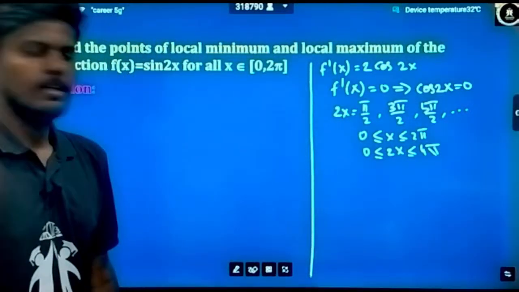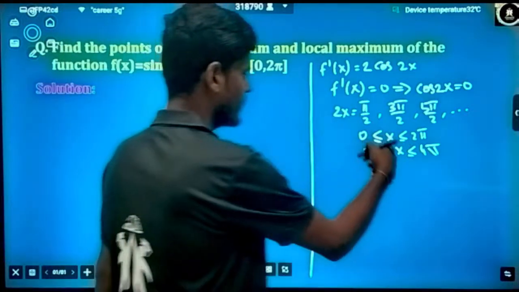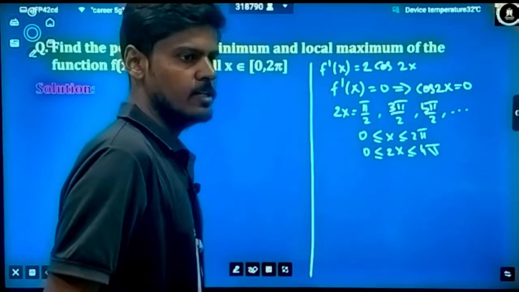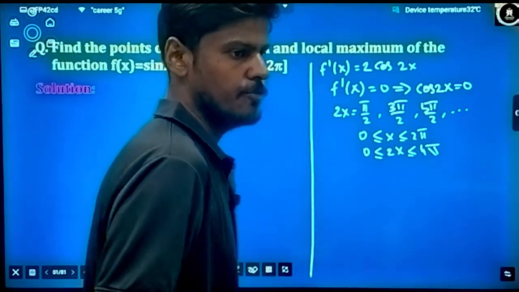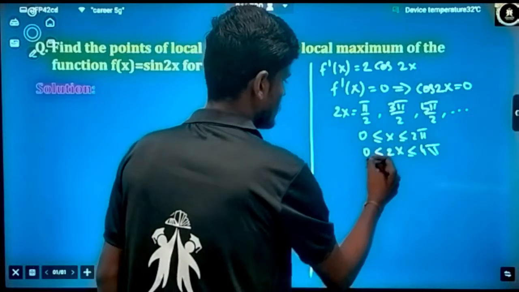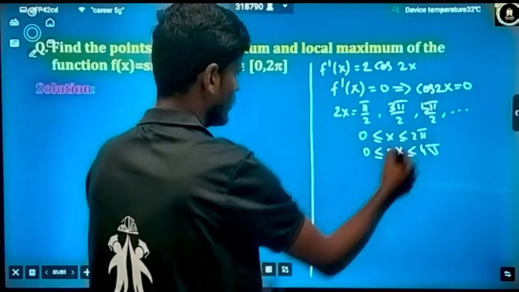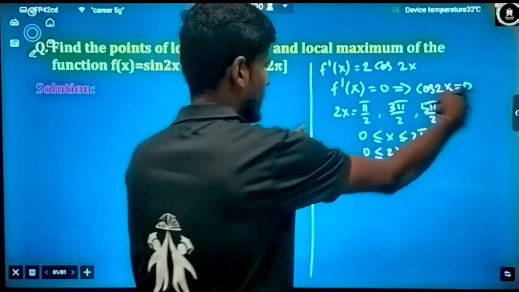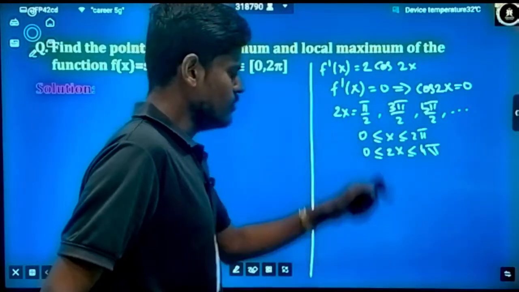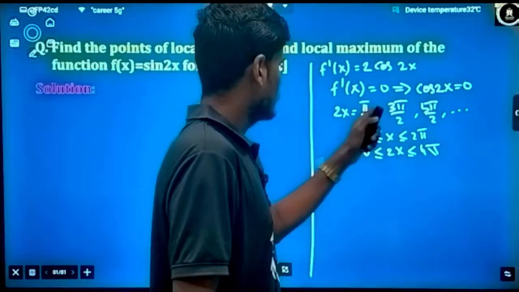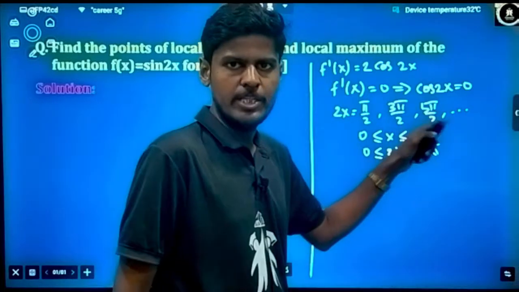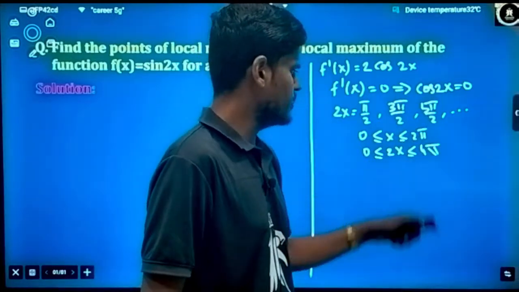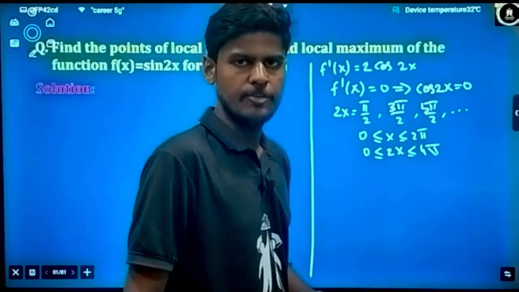0 to 4 pi, which means x belongs to 0 to 2 pi. So 2x belongs to 0 to 4 pi, which means we have to find the values of 2x up to 4 pi. Then what values do we need to include? Pi by 2 belongs to this interval. 3 pi by 2, that is 1.5. 5 pi by 2 is 2.5, which is less than 4.